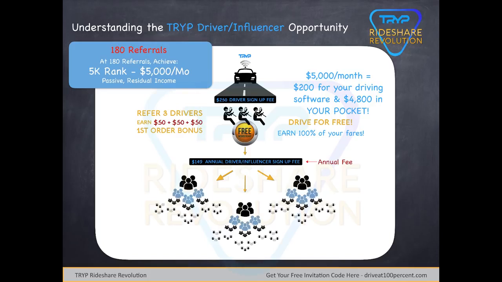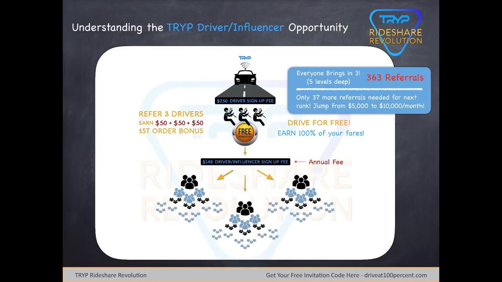And you can see here on this diagram what that looks like. You don't need all of the teams to fill in. You just need some of them to make it to that 180. So what does it look like after that? Well, say all of those people fill it in and fill up their teams with 3 people each, 5 levels deep. That's 363 referrals at that point.